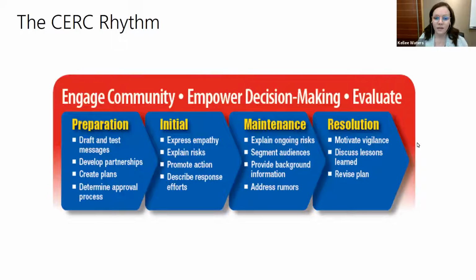The initial phase of a rhythm is when a crisis happens. It's right when the crisis happens. So you'll see in there, express empathy, promote action. That's where the SURG principles come into play. But if you haven't done anything to prepare, you're gonna find yourself struggling a little to get started with your response. The maintenance phase is something that happens, again, with every crisis, no matter how long, but the length of the maintenance phase can become a bit interesting.